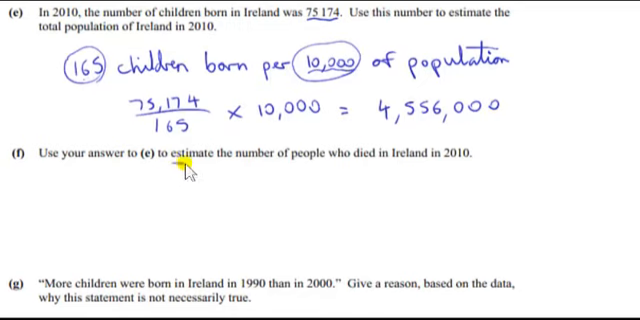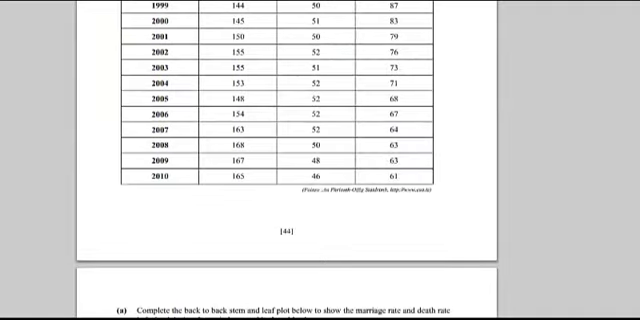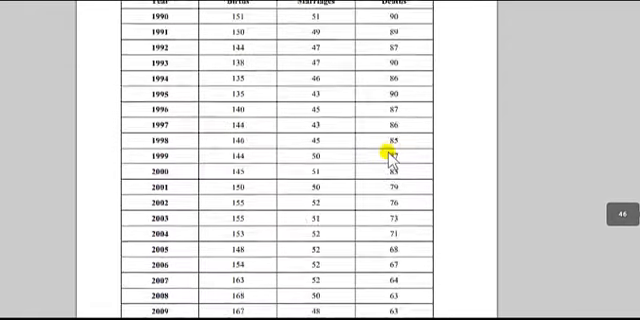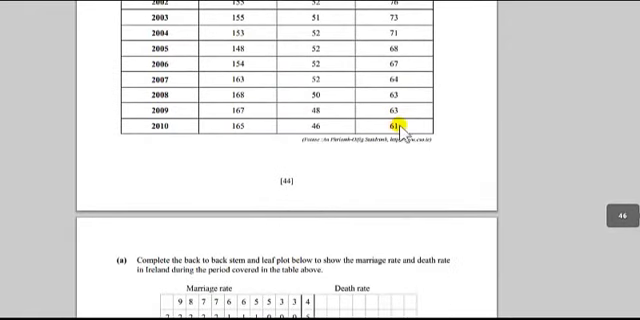Next we will estimate the number of people who died in Ireland in 2010. So let's go to the death rate for 2010 at 61 people for every 10,000 of the population.